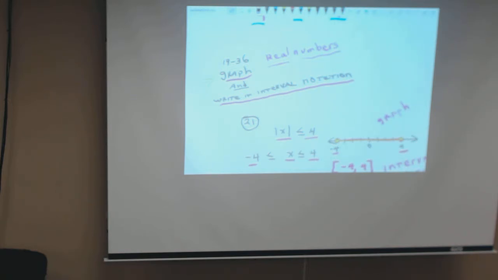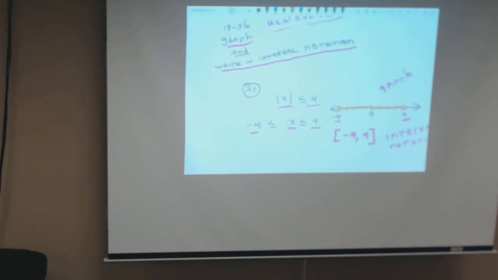So we've done some of that, so that won't be new, but it sounds like I'm going to give you one new concept today. So let's go to number 21. If it's a new concept, I should work one of your problems for you, just to help you figure it out. The absolute value of x is less than or equal to 4.